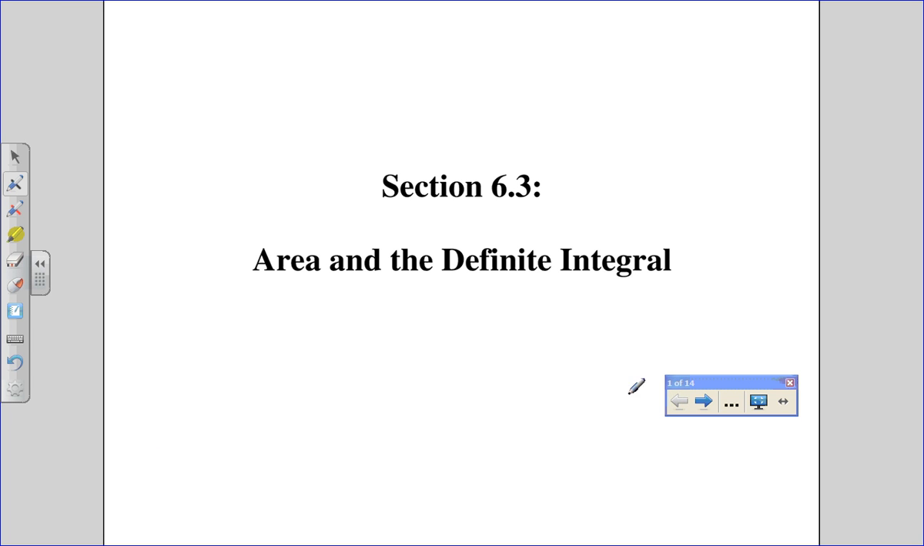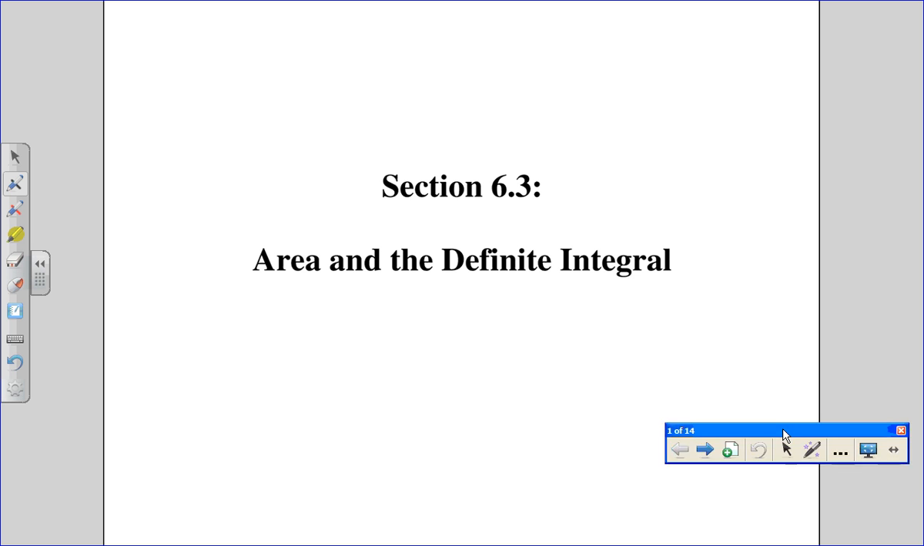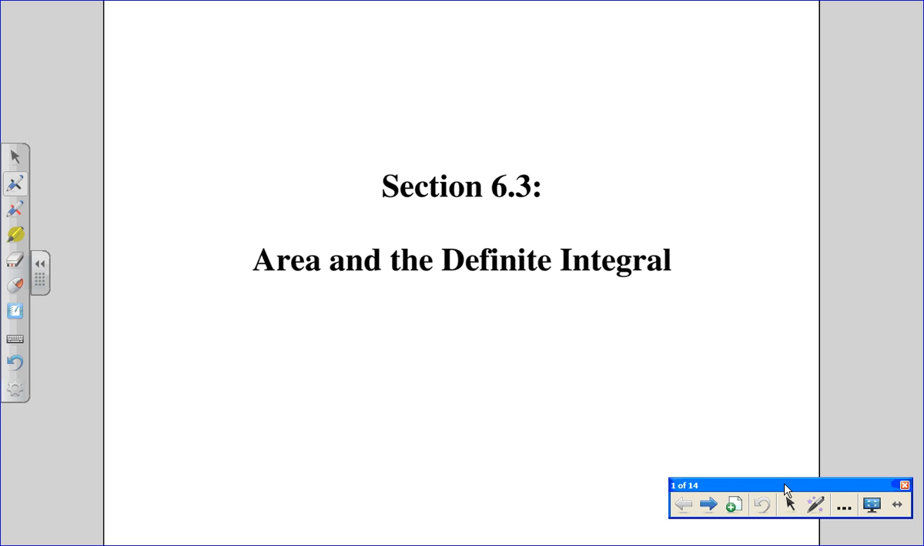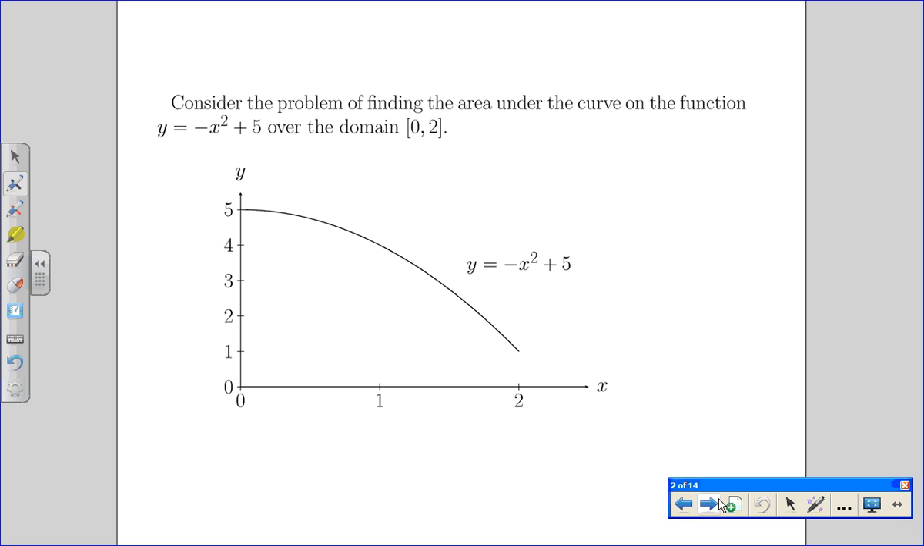The next section we're going to look at is a section on area and the definite interval. What we're going to have in this section is a graph. For example, this one. Here we have y equals minus x squared plus 5 between 0 and 2. And what we'd like to do is find the area under the curve.